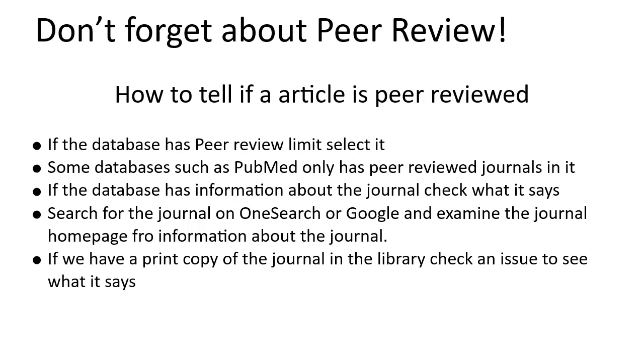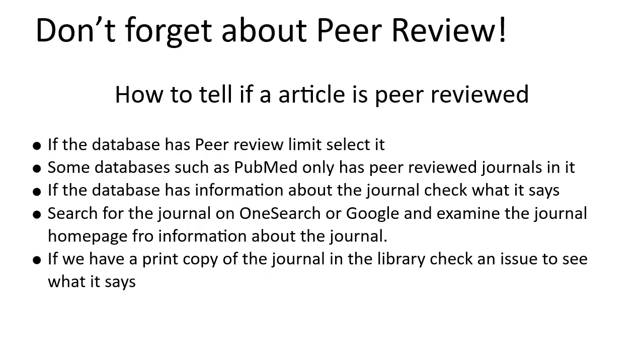How can you tell if an article has been peer reviewed? As I said just a second ago, if the database has a limit for peer review, take that. Some databases, it's all peer review, so you don't have to worry about it. If the database has information about the journals contained in it, investigate that. You can often search for the journal in OneSearch or in Google and examine the journal homepage to determine if there's information about the journal and if it says it's peer reviewed or not.